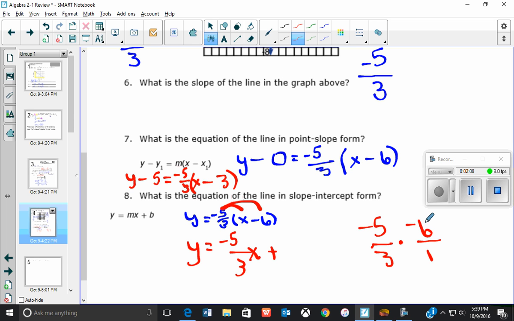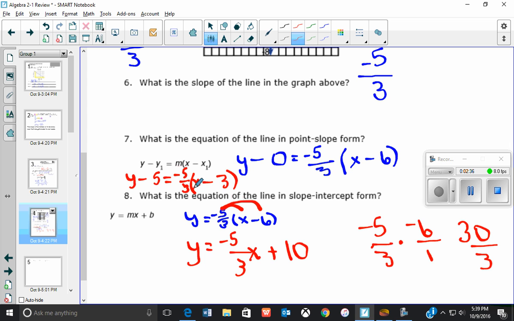You could cross simplify even. So I'm thinking -5 times -6 is 30 over 3. Let's simplify to 10. That's how I'm getting a y-intercept of 10. So we were able to get it very quickly from having the point slope form up here.